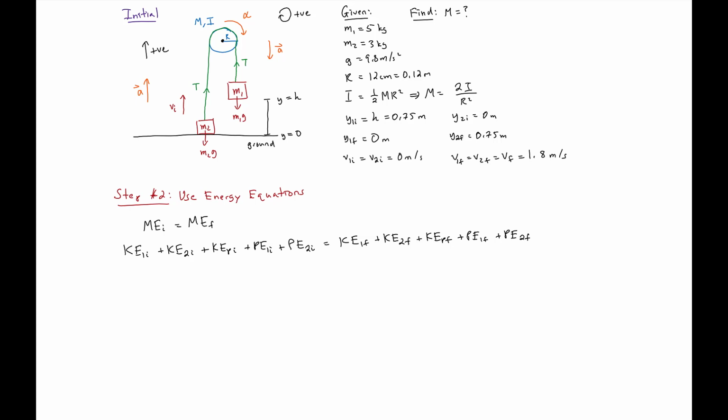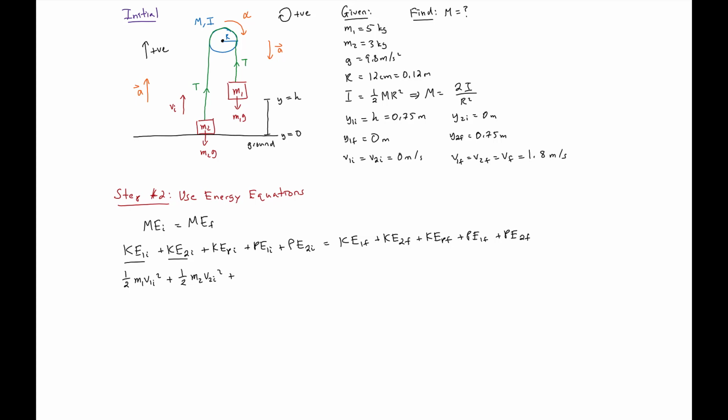Now comes the tricky part, looking at the kinetic energies of each mass separately. So when I look at the kinetic energy of the first mass, I know that it's not rotating, it's just moving up or down, which means it's only translational, which means it's going to be 1/2 m1 v1I squared. So it's only translational. Same with the second mass. We have 1/2 m2 v2I squared.